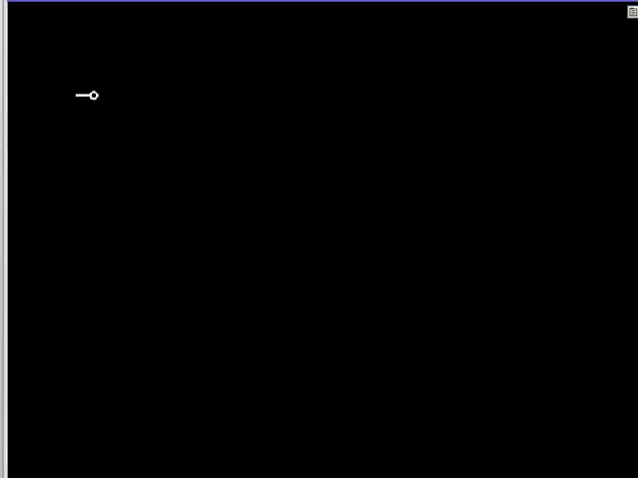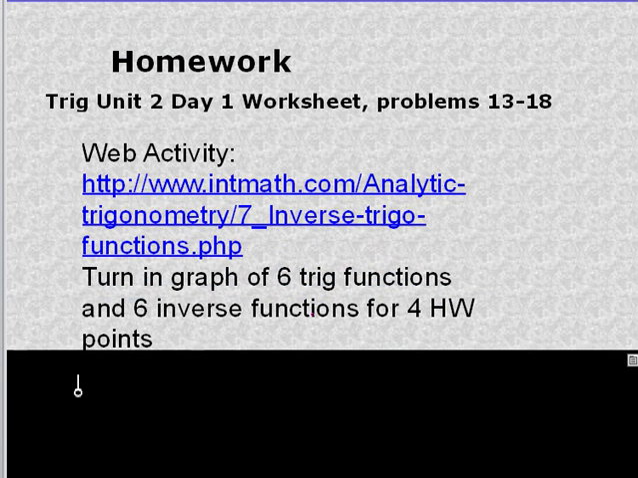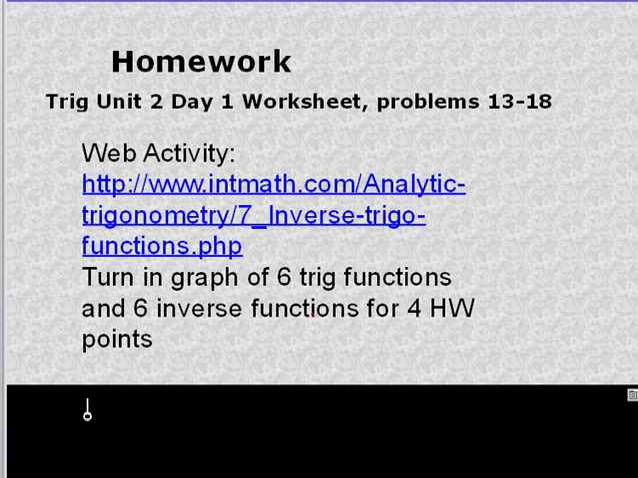Your homework is going to be the rest of that worksheet, which is 13 through 18. Not a lot of problems, but since they're a little more work, cut them down. And there is a new web activity up for you to try. Bring any questions to class.